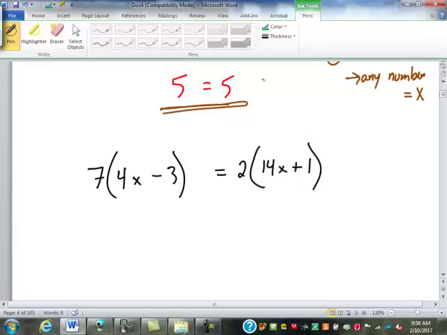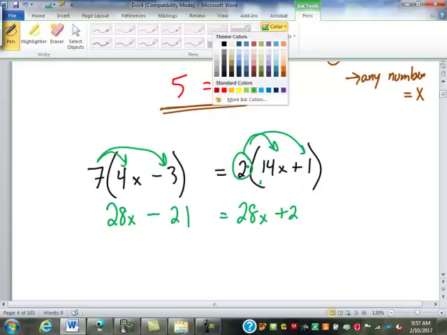If I go to solve this and I simplify the left side, nothing I can do in the parentheses, so I'm going to multiply by the 7. 7 times 4x, 28x. 7 times negative 3, negative 21. Now that's all I can do on the left side, so we're going to go over to the right side. Nothing to do in the parentheses, so we're going to multiply them by 2. 2 times 14x, 28x, and 2 times 1.